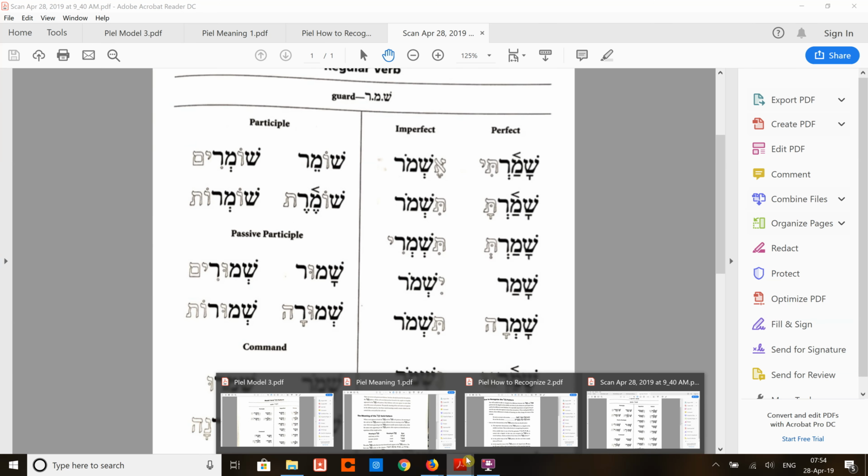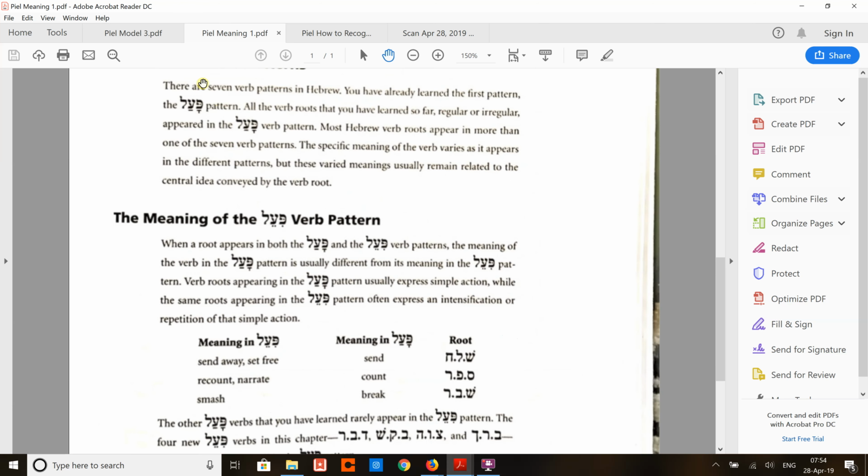Shamar is in what stem? It is in the, where's the ruler? It is in the pa'al. Now we're going to learn the Piel. So these terms for the stems themselves are related to how the vowels change within that stem.